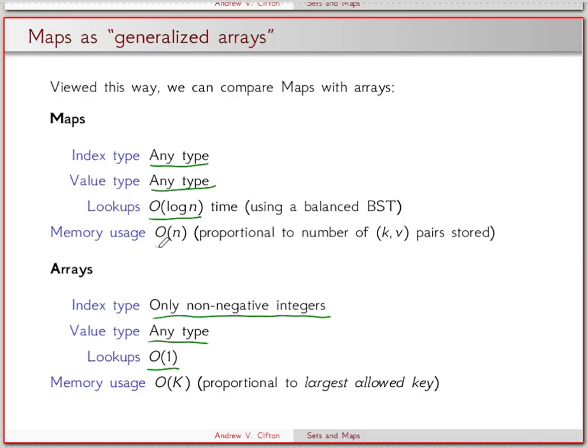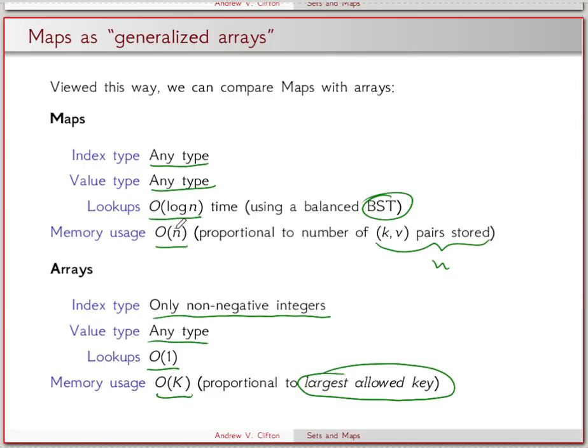And then memory usage for a map, again assuming that we're building it on a binary search tree, is O of n, where n is the number of key value pairs that we're actually storing. So it's the number of people that we're storing information about. For arrays, the memory usage is O of k, where k is the largest allowed key. So with an array, even if you're not actually using all the array entries, they all exist. They all take up memory. If you say, I need to be able to use any index between 1 and 1,000,000, all of those million array indexes exist, not just the ones that you're using.